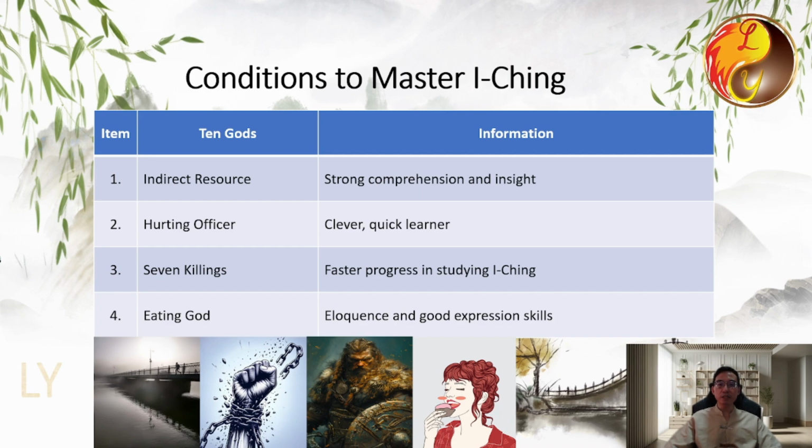Those who do not have I Ching God should listen more to how others make judgments and build up their own experience. People with indirect resource, hurting officer, or 7 killings are particularly flexible. After learning, they can adapt their words to different people and situations, and summarize insights with agility. Without I Ching God, however, it is especially important to listen carefully to others' methods and accumulate experience for oneself.